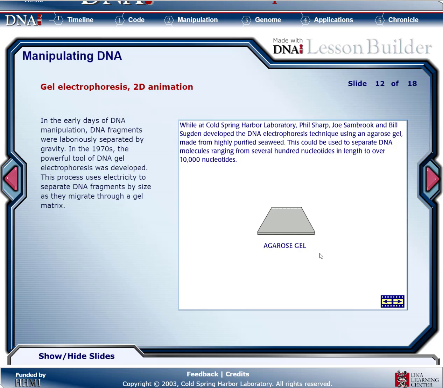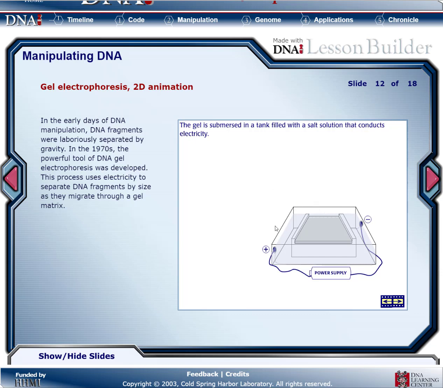Okay, here we have a plate of agarose gel, or a slide I should say, and those little white spots there are the wells at the top. Here we have a power supply. The gel is submersed in a tank filled with a salt solution that conducts electricity.